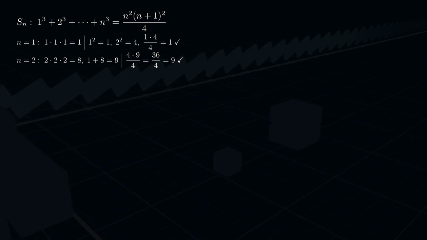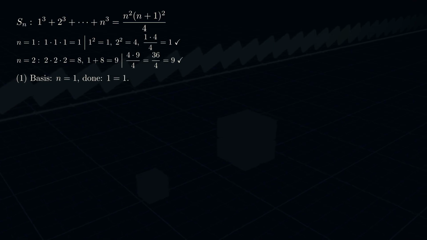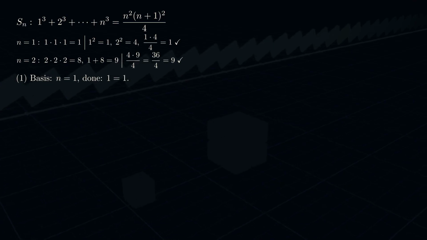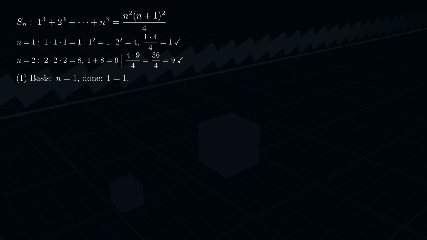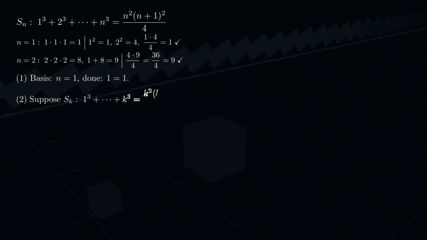N equals 2. 1 plus 8 is 9. Right side: 4 times 9 is 36, over 4, 9. Match. Basis step, n equals 1. Done. 1 equals 1. Inductive step. Let k be any natural number. Suppose Sk: 1 cubed up to k cubed equals k squared times k plus 1 squared over 4.